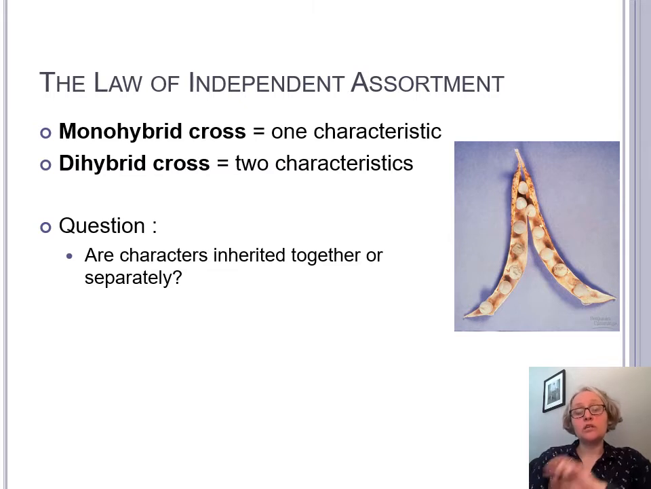So what he did was he looked at two traits. One was looking at whether seeds were round or whether they were wrinkled. Okay, so that's one trait. The other trait that he was looking at is coloration. We're really used to seeing green pea plants. However, there are also yellow seeds that can be produced. So yellow versus green. And this was his question: are these characteristics going to be inherited together or separately?